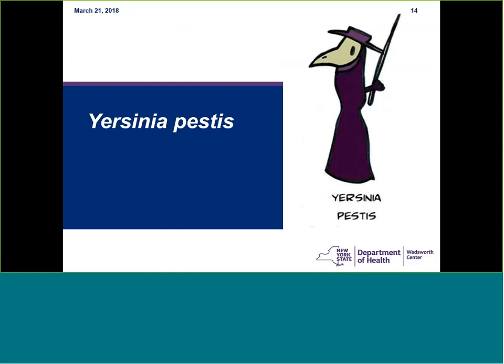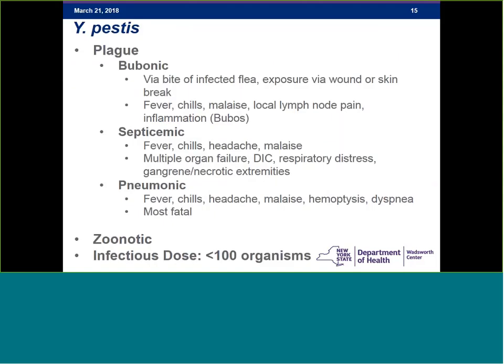Next up is Yersinia pestis. Yersinia pestis is the causative agent of human plague. It's a zoonotic organism endemic to the western United States, most commonly in New Mexico, Colorado, Arizona, and California. Yersinia pestis is commonly associated with rodents, such as rats and mice, and it is spread to humans via being bitten by an infected flea that also came into contact with an infected rodent. However, it can also infect humans if the organism comes into contact with a wound or break in the skin.